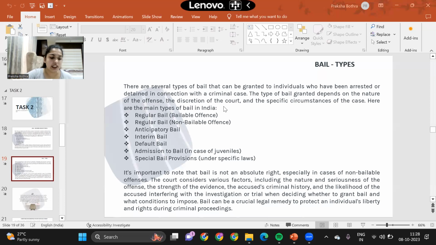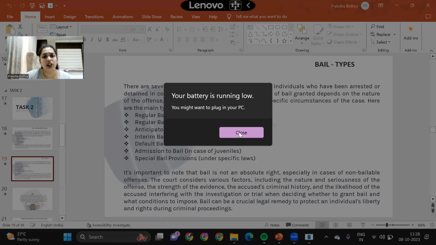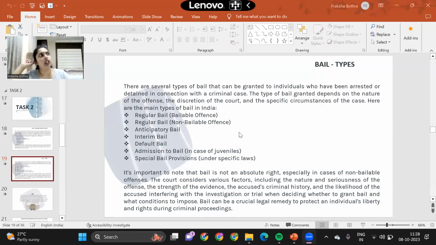Now, special bail under specific laws. These are certain laws, for example, the Money Laundering Act, the Narcotic Drugs and Psychotropic Substances Act, like that act. There are certain other acts like the Prevention of Detention Act. There are some other similar acts where specific bail is mentioned under those provisions itself, and the bail is granted accordingly.